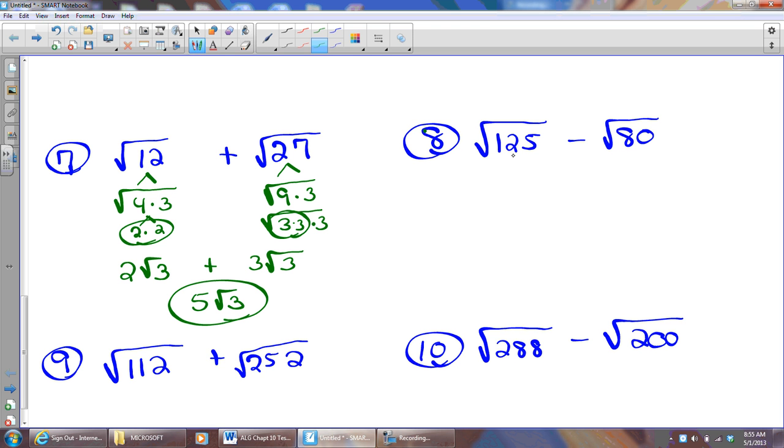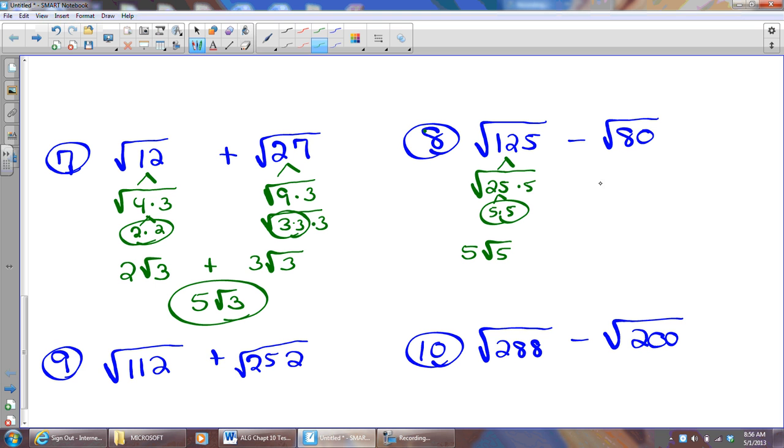I'm going to simplify my rads, and then I'm going to see if I get like terms, and if I do, I'll put them together. Well, I know rad 125 is 25 times 5, and that'll be 5 times 5. A pair of 5's goes out on one date. I have 5 rad 5.